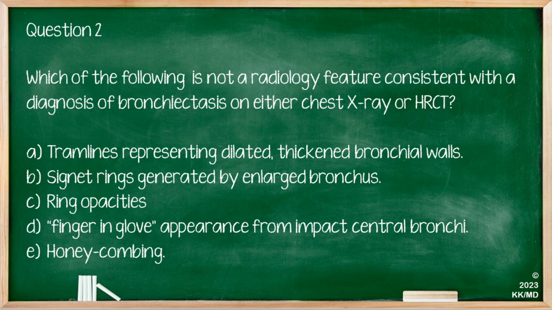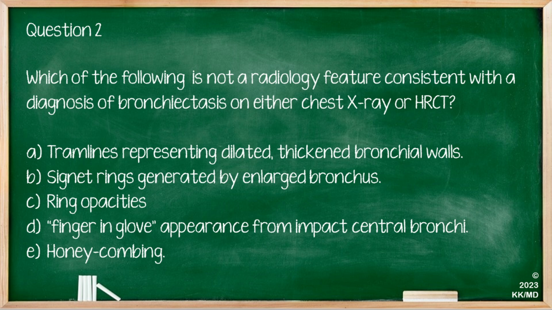Question 2. Which of the following is not a radiological feature consistent with a diagnosis of bronchiectasis on either chest X-ray or HRCT? A. Tramlines representing thickened bronchial walls. B. Signet rings generated by enlarged bronchus. C. Ring opacities. D. Finger and glove appearance from impacted central bronchi.